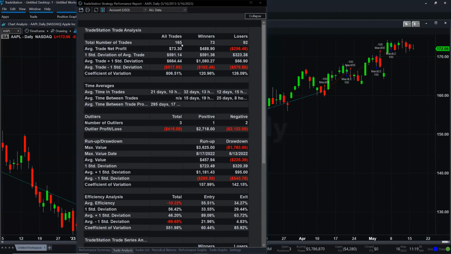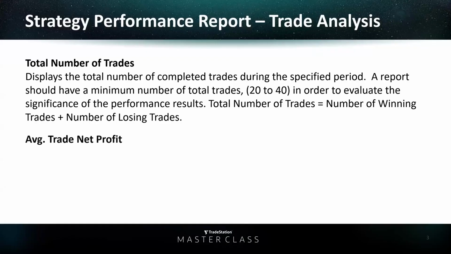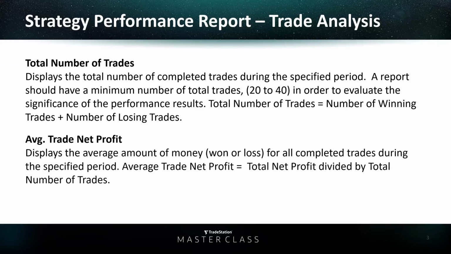165 trades, if you think about the time span of 10 years, is about 16 trades per year. It may not be a lot. It's not a lot. It trades about once or twice a month. And we're going to take a look at some specifics, statistics on how frequently the strategy trades in just a moment. Let's go ahead and take a look at the next definition, which is the average trade net profit. It is the average amount of money you won or lost for all completed trades during the specified period.